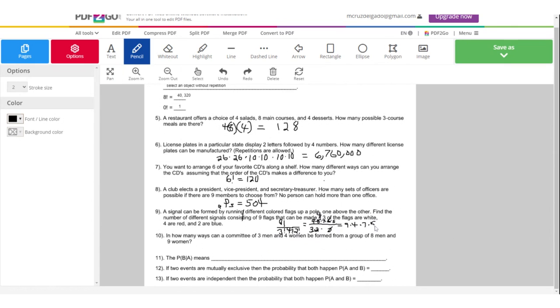So here's what's going to happen when we have those repeated things. All right. Because those flags, there's 3 white, 4 red, and 2 blue. So those are indistinguishable from one another. So I'm using that specific formula for that.